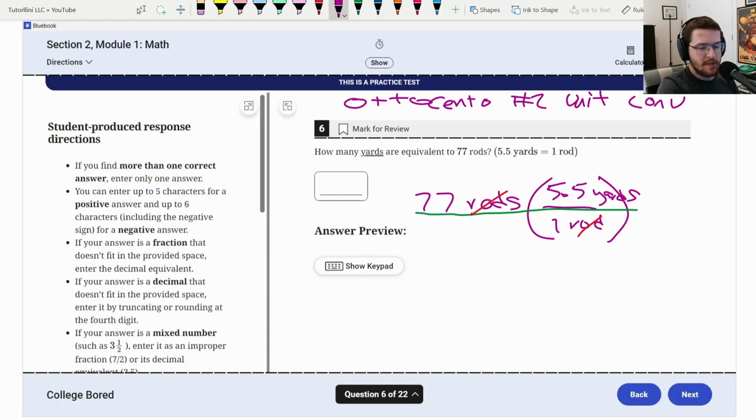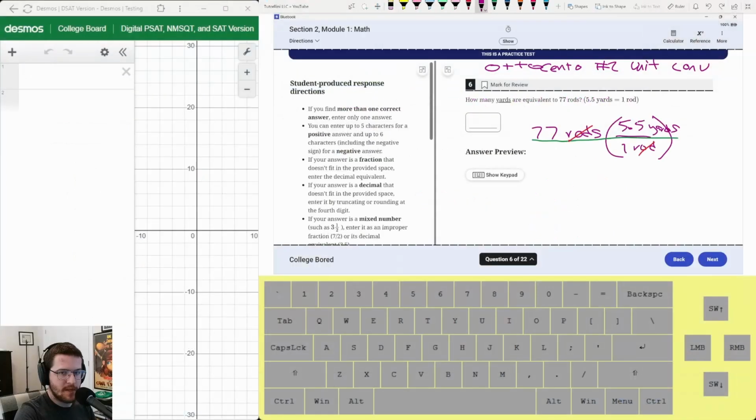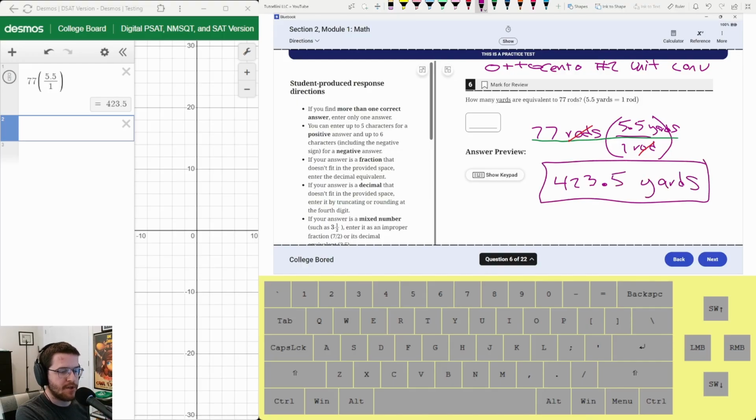Now, this question isn't super convoluted, but I'm going to encourage you to type it in exactly as written, because as these get more complicated, you'd hate to get it wrong just because you typed it in the calculator wrong, right? That can happen as these problems get harder. So the answer is 423.5 yards. If you input the fraction 847 over 2, that would also be acceptable. Great.